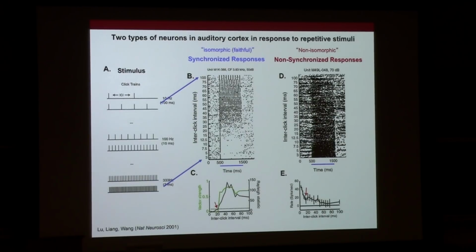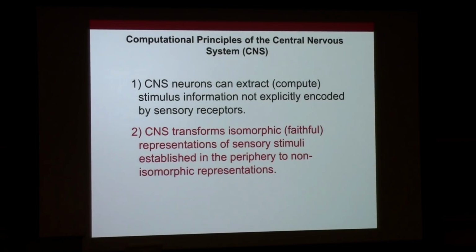So now you know, when you hear a click train at 60, 70, 80 hertz, as you play it, you hear them, that continues in your brain, the neuron like this firing continuously in response to the click train. So that's correlation. This is one example. And so that's the principle. This example demonstrates that the central nervous system transforms the isomorphic, or facsimile, representation of a sensory stimulus established in the periphery to a non-isomorphic representation in the brain. This is a very simple example. I'd like you to spend some time really understanding what it means and be able to generalize this to other examples if you are given.